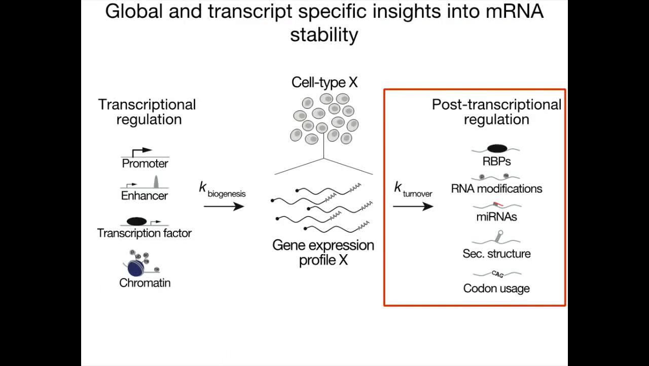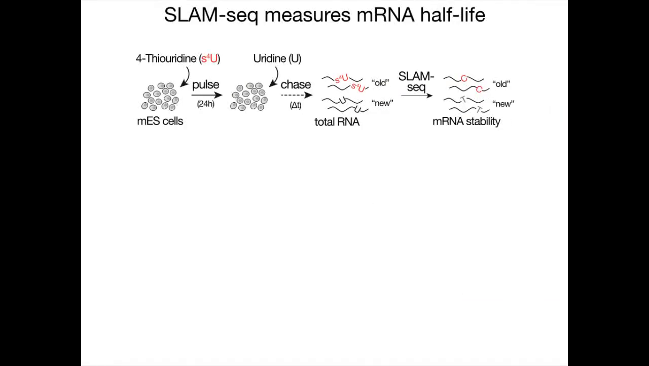Now, in the last part, I would like to illustrate how SLAM-seq can be employed for the direct measurement of mRNA transcript stabilities. Now, to address this, we subjected mouse embryonic stem cells to 4-thiol metabolic labeling for 24 hours, followed by a washout and chase using non-thiol containing uridine, and prepared total RNAs at various time points along the chase. Now, total RNA was again subjected to alkylation as described before and mRNA 3' end sequencing.